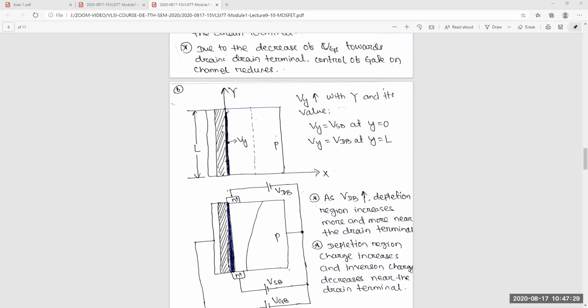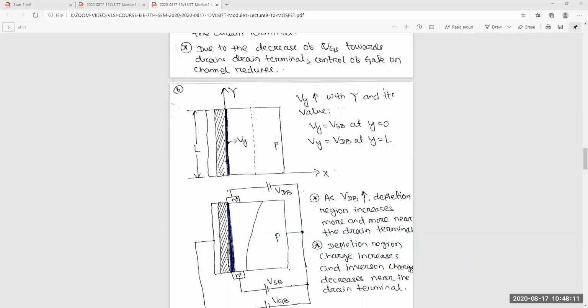You can see, at the surface, a very thin region of interface charges, the inversion charges. There is some distance in the X direction, that's why I have given X, and in the Y direction it's L. At any point you can calculate the Vy. At this point, VL is equal to VDB, but suppose it's 0. So Vy increases with y.